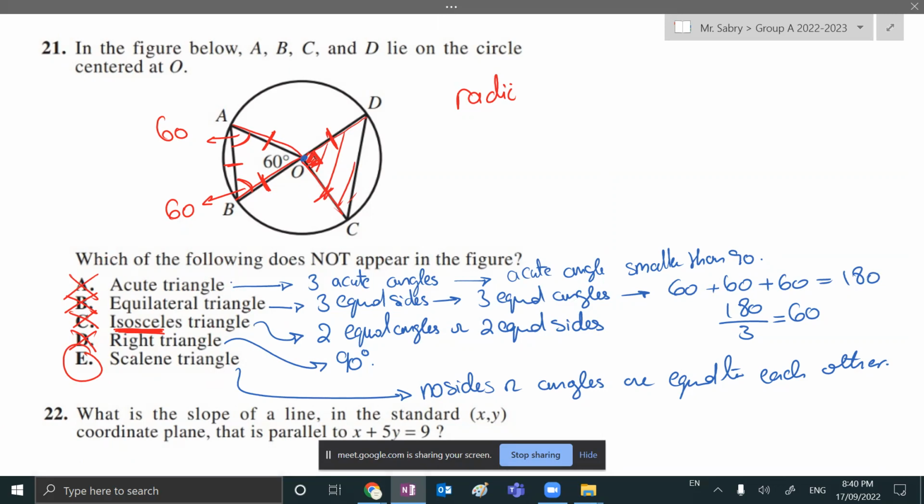Mr., in the triangle that had 60, how did you know that the other two angles are 60? Because 180 minus 60, and then divided by 2 because they're equal to each other, will give you 60.